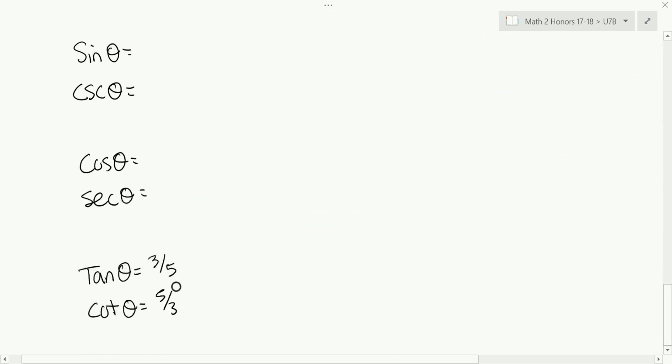We know the sine is going to be 3 over something. I'll put a little question mark there. And the cosine is going to be 5 over something. But we're not sure what that something is yet. But we can figure it out, and we will.